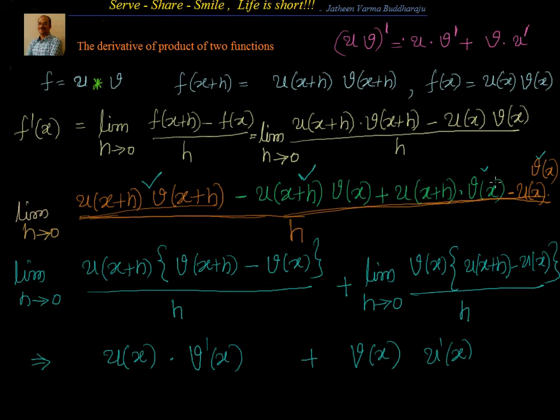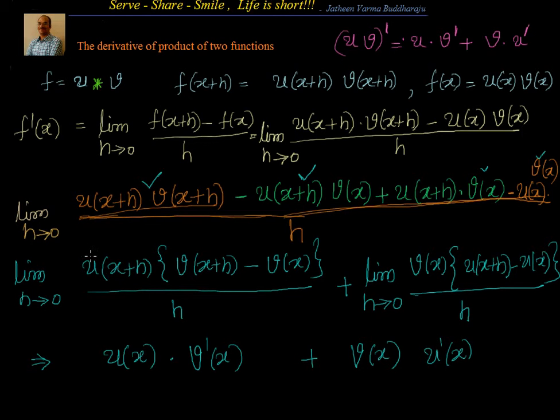But what I did is I added and subtracted one term just to make sure that I can manipulate them into individual derivatives. So I have added u of x plus h into v of x, and I have subtracted it again so that they will cancel out. Now I can take them separately. I can take u of x plus h common from the first two, and from the second one I can take v of x.